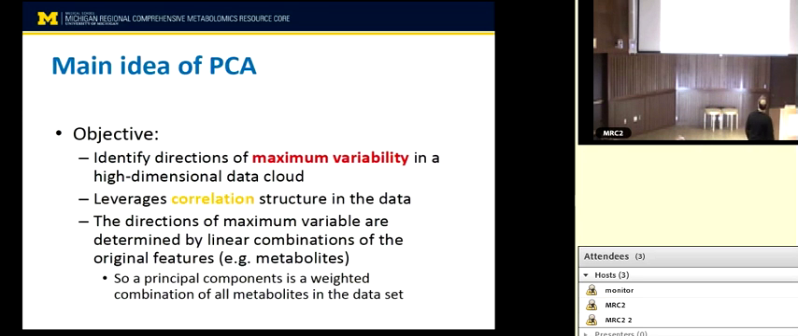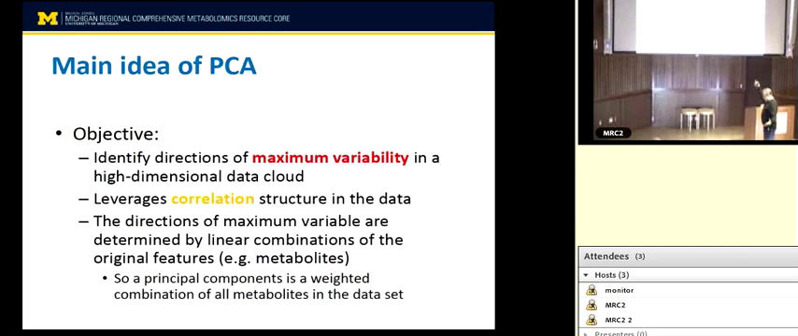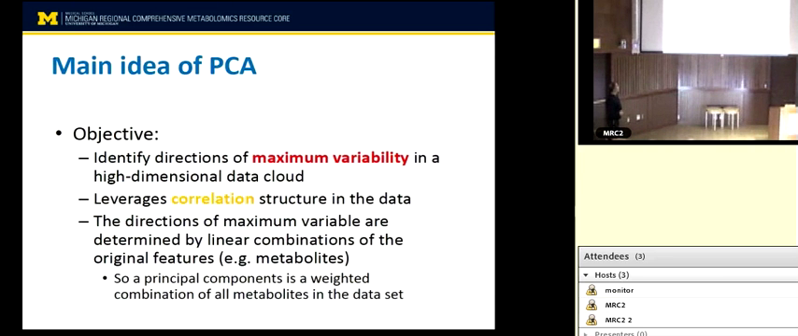Principal component analysis is a very old technique, almost 90 years old. The idea is that you have this high dimensional cloud, because you have a number of samples living in a 450 dimensional space, given that you have 450 lipids, and you would like to see what is going on or what is interesting in your data set. So you're trying to figure out directions of maximum variability. I'm going to show you a picture on the next slide.